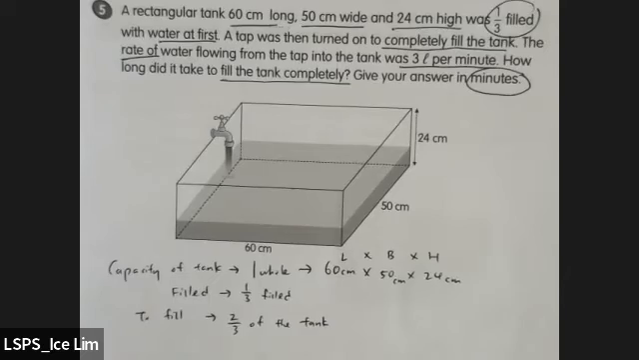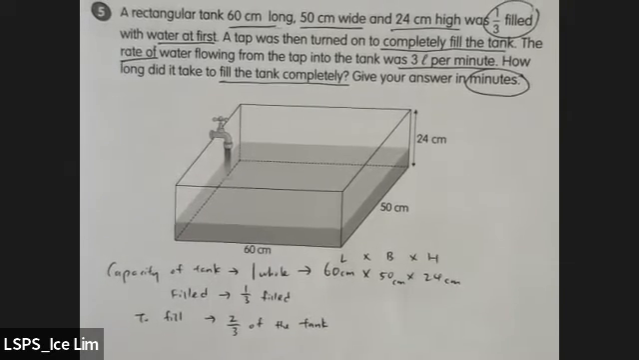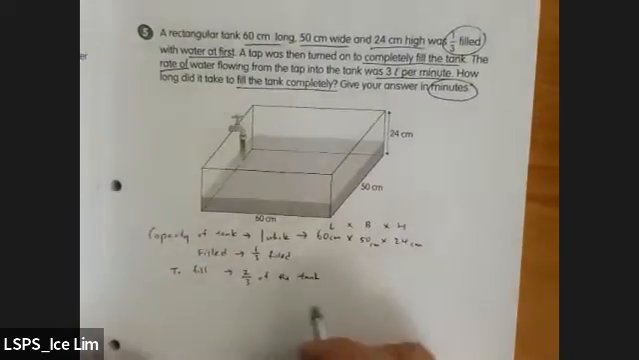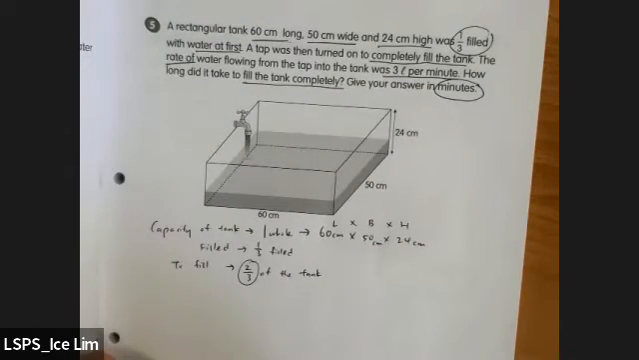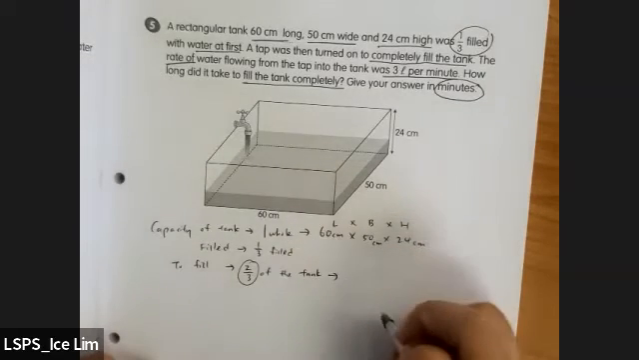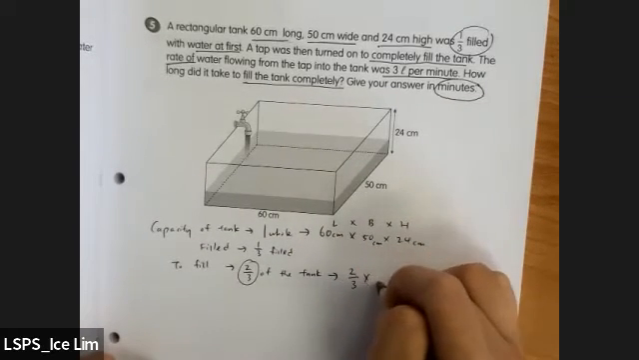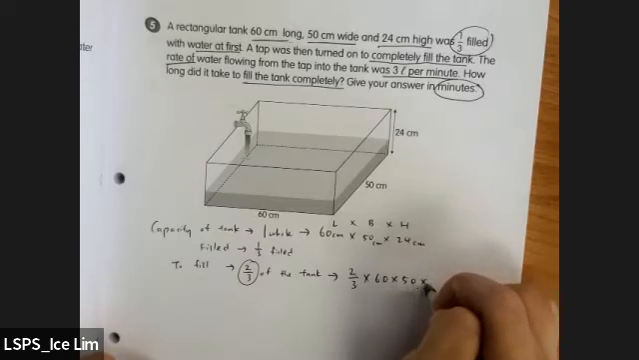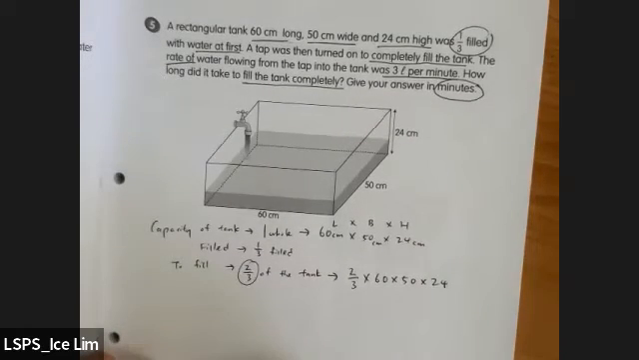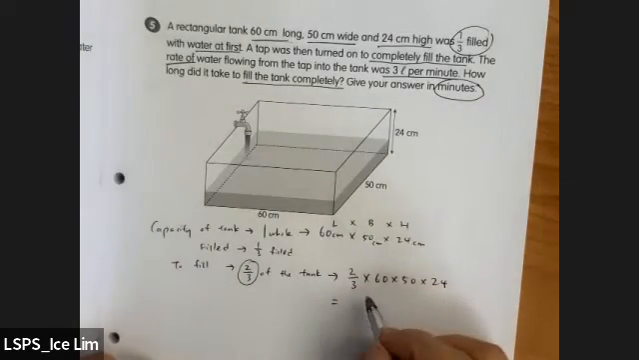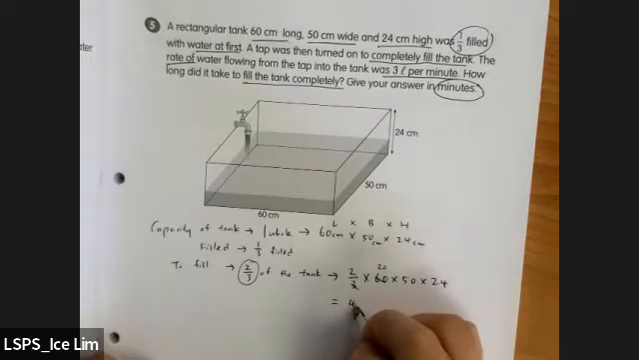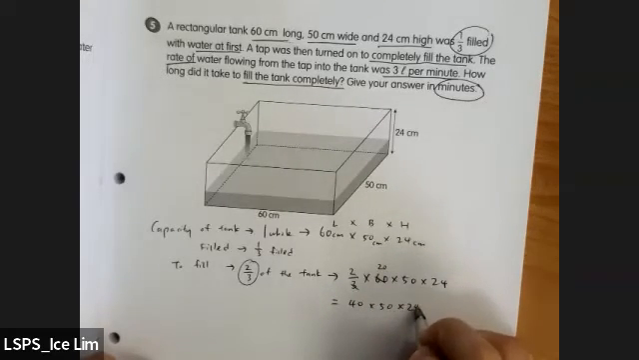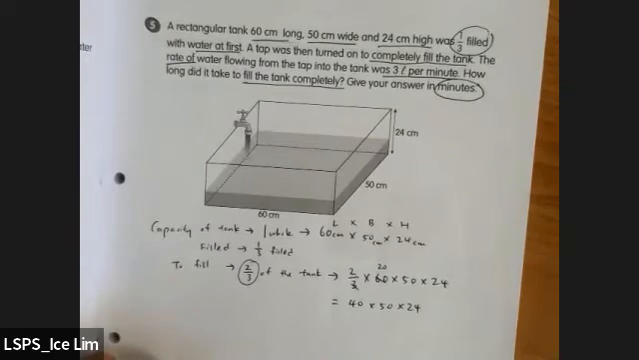Correct. Do I really need to find the full capacity? No need. So look, I'm going to just do a shortcut. I need to fill 2/3 of the tank. So what does 2/3 of the tank mean? It means 2/3 times 60 times 50 times 24. I can do a shortcut already. That is equal to, can you do 2/3 times 60? Two-thirds of 60 is 40.